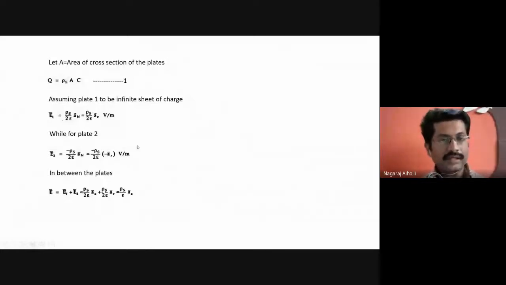So V is equal to minus integral from z equal to d to 0 of rho s by epsilon a_z bar dot dl bar, where dl bar is dx a_x bar plus dy a_y bar plus dz a_z bar. It is minus integral from z equal to d to 0 of rho s by epsilon a_z bar dot a_z bar, which is 1. The remaining components will not appear here, because it is only in terms of a_z bar. Am I right?